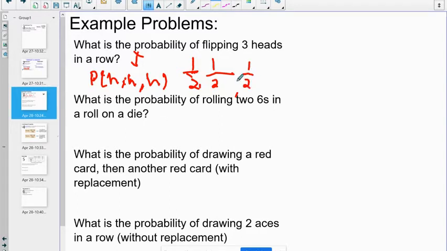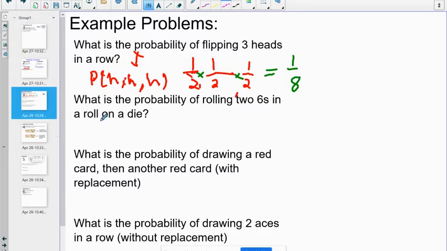So once you have all the probabilities, you're going to multiply them. 1/2 times 1/2 times 1/2. Well, 1 times 1 times 1 for the numerator is just 1. And then 2 times 2 is 4, 4 times 2 is 8. And then once you get to your final answer, you're always going to want to simplify or reduce it. And this is as simplified or reduced as it can get. So that will be your final answer.